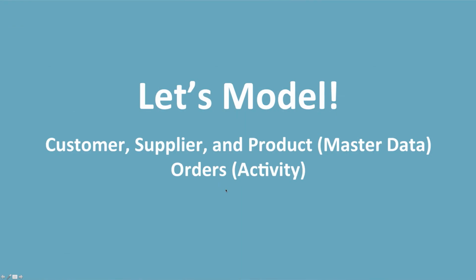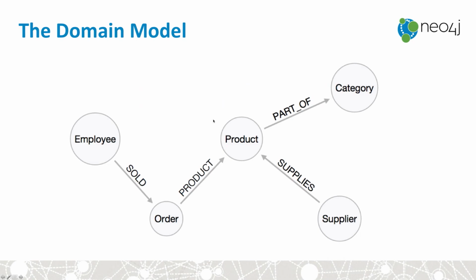So the Northwind data set is customers, suppliers, and product data. So this is what oftentimes is referred to as master data. And let's think about the model for that. The model for that is, an employee sells an order. The order is a product within the product catalog, and that product is part of a particular category, and that product is supplied by a particular supplier.